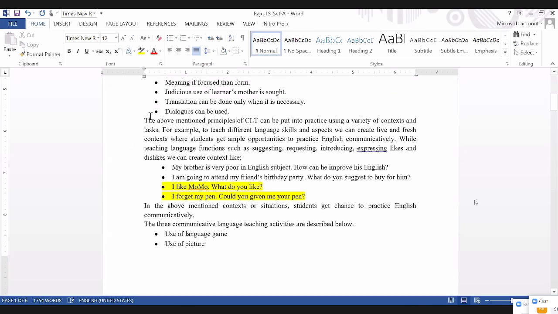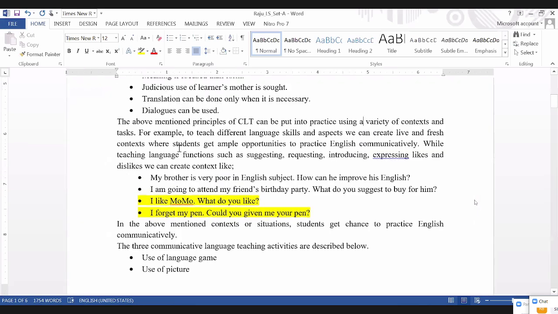The above mentioned principles of CLT can be put into practice using a variety of contexts and tasks. For example, to teach different language skills and aspects, we can create live and fresh contexts where students get ample opportunities to practice English communicatively. While teaching language functions, suggesting, requesting, introducing, expressing likes and dislikes, we can create contexts like: my brother is very poor in English. How can he improve his English? This is for suggestion. I'm going to attend my friend's birthday party. What do you suggest to buy for him? This is a kind of suggestion also.